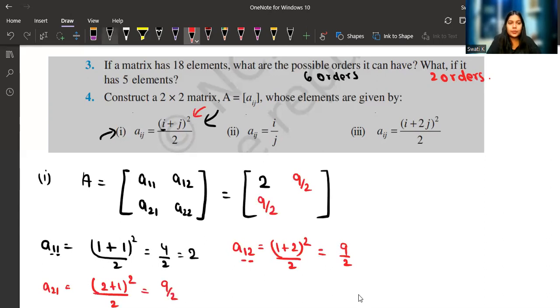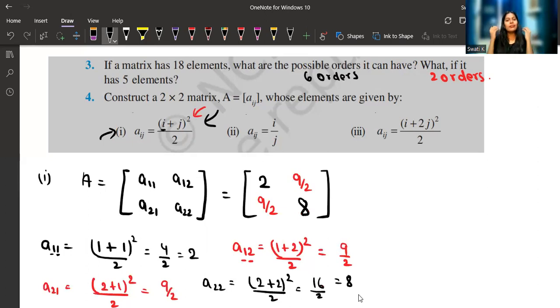Now the next one is A22. That means I is also 2, J is also 2. So this will become 2 plus 2 whole square by 2. So 2 plus 2 is 4, 4 square is 16. So 16 divided by 2 is 8. So therefore the answer is 8. And we have constructed our first 2 by 2 matrix. We are done with the first one. Now let's start with the second one.